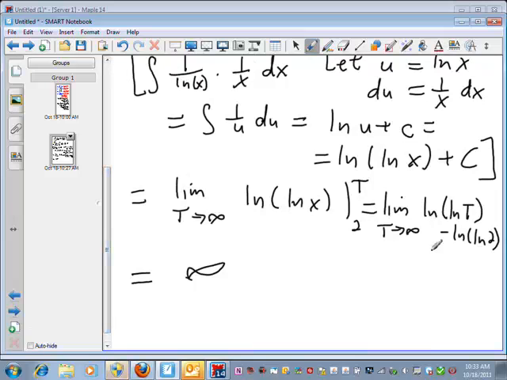Questions about that? Again, we need to know something about the natural log, that the natural log tends to infinity as t tends to infinity. And therefore the natural log of the natural log also tends to infinity. The whole thing tends to infinity. And who cares what that little number is? Okay.